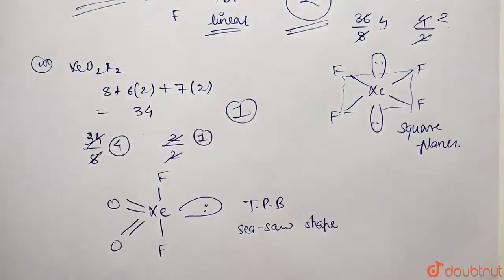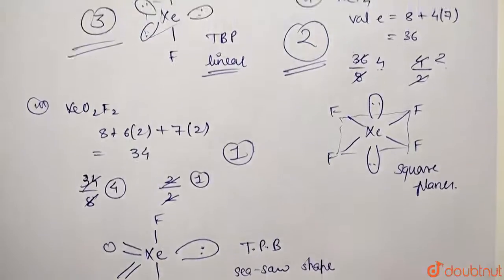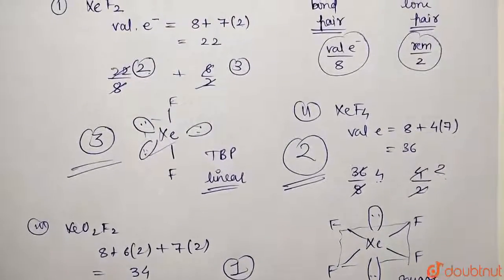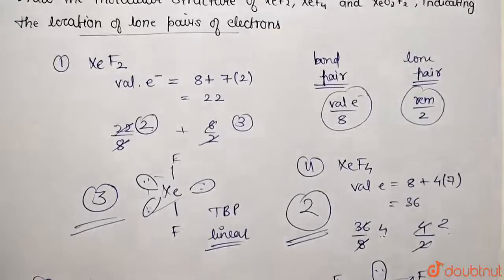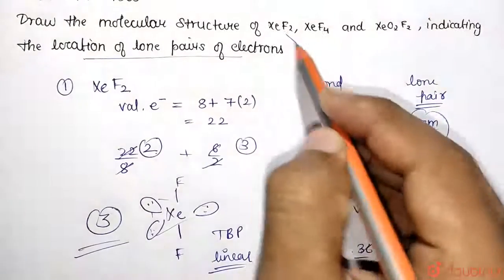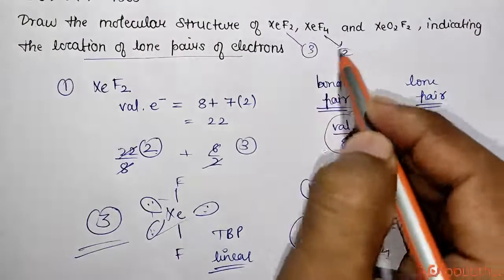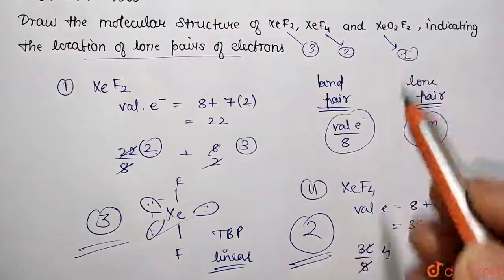So what is the answer? The lone pairs in these respective molecules are going to be 3, 2 and 1. So this was the solution. The first has 3, the second has 2 lone pairs, and the third has 1.